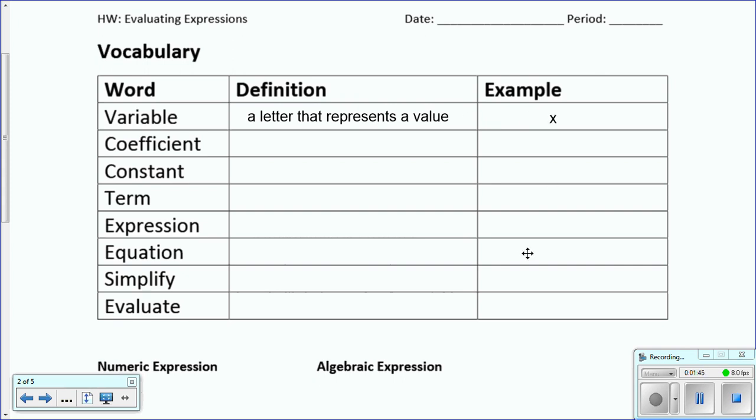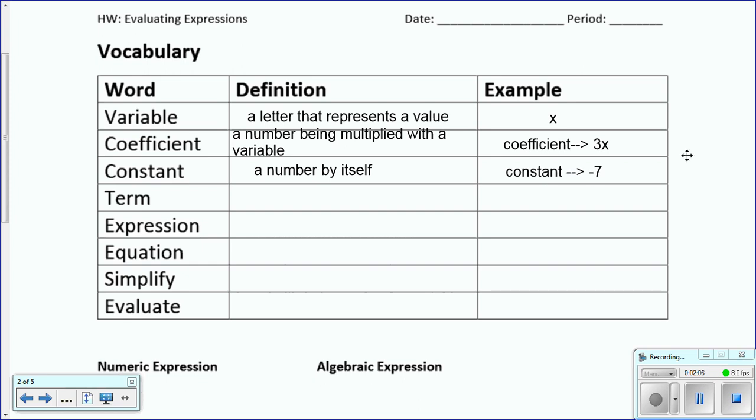So a variable is a letter that represents a value. For example, x. You'll see that a lot. A coefficient is a number being multiplied with a variable. And when I say multiplied, it also could be divided. That's a topic we're going to talk about throughout the year. But the coefficient would be the 3 in 3x. A constant is a number by itself. So, for example, the -7.